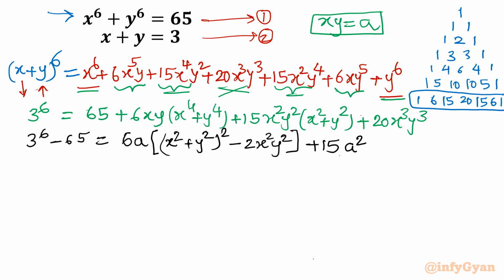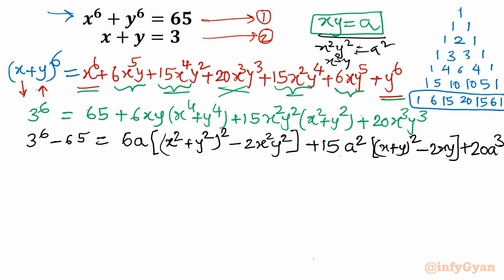Now come to 15 x square y square. As it is unchanged, let me write a square. x square y square will be a square, times (x square plus y square). So I can write (x plus y) whole square, which is x square plus y square plus 2xy. So that 2xy I have to counter, so I will write minus 2xy. And 20a cube: x cube y cube is 20a cube, because we have presumed xy is a. So x square y square will be a square and x cube y cube will be a cube. Now one more thing: x plus y, I will put 3. So here I will write 9 minus 2xy. xy is a, so 9 minus 2a. This bracket is done. The last term is unchanged, it would be as it is, 20a cube.